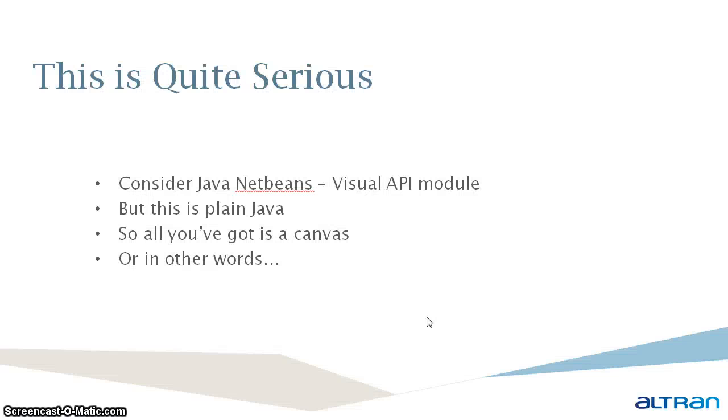So I'm hoping that those few features alone make you realize that there's really quite a significant bit of code and design to be thought about here. We're going to be demonstrating it in plain Java, so all you've got is a canvas. You might wonder why we're not using a framework. And the answer is, well, we are actually. We've got another project where we are using the Java NetBeans Visual API. But the whole point of this project on the side is to explore what the implications would be of doing it in plain Java.